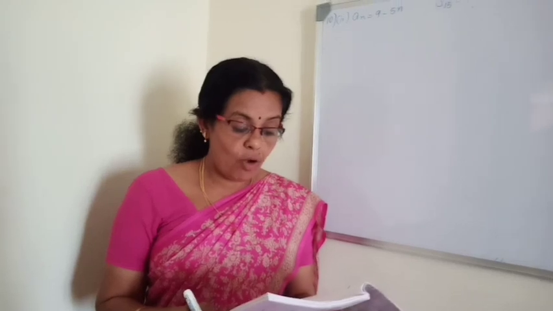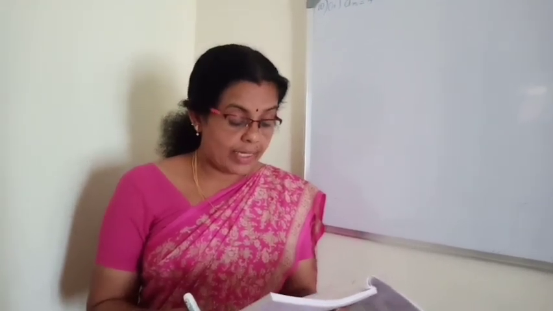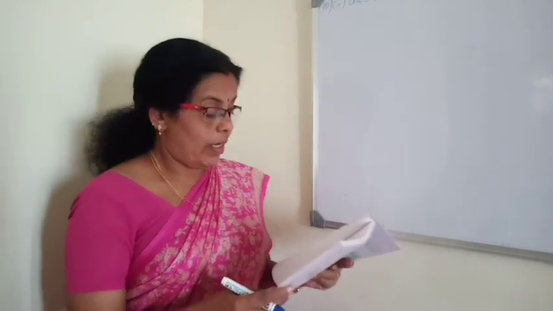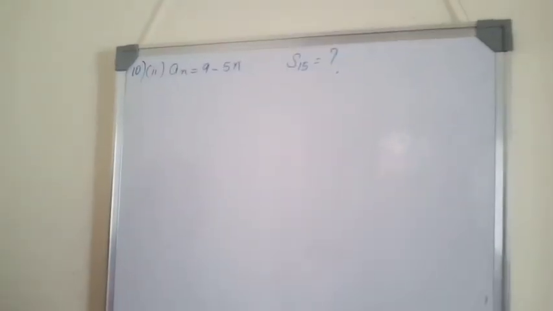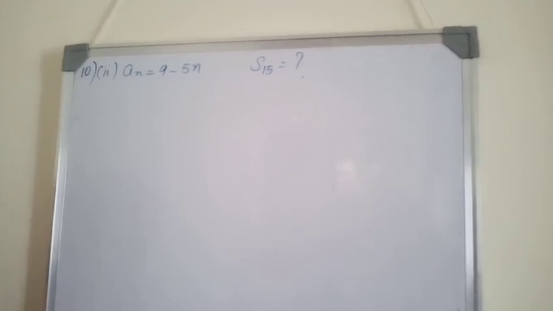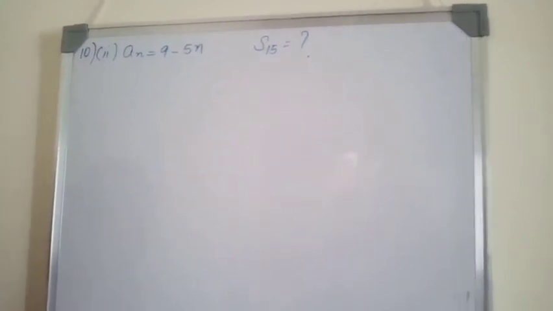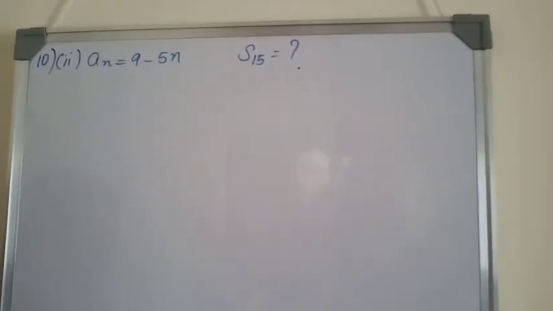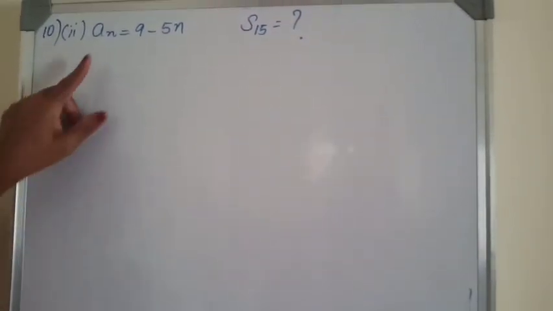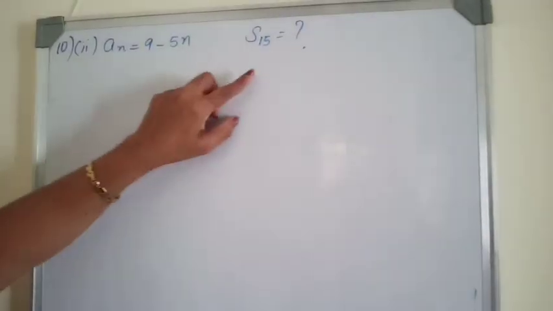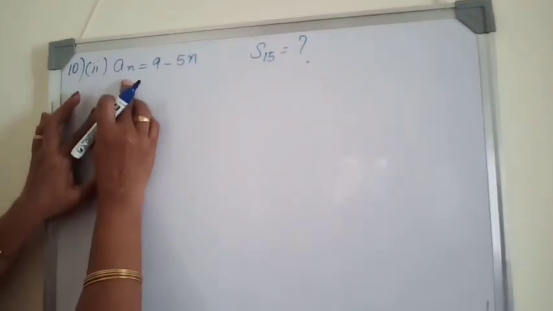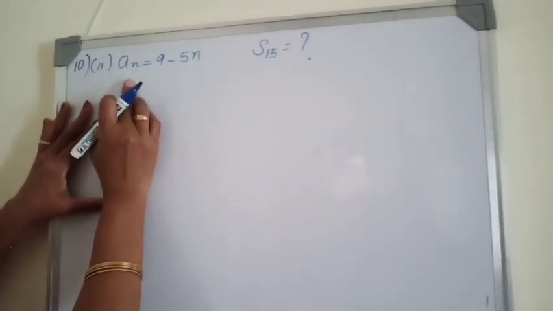Tenth question is, show that a1, a2, a3, etc. form an AP where an is defined as, your second question, an equals 9 minus 5n. So, we have to show that a1, a2, etc. an form an AP. an is given, and also find the sum of first 15 terms. We have to find the sum of 15 terms of the AP. So, as an is given, to find the terms of the AP, instead of n, we have to substitute 1, 2, 3, etc.